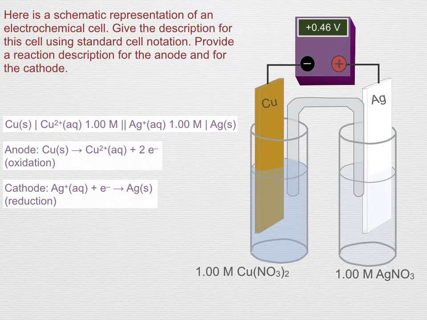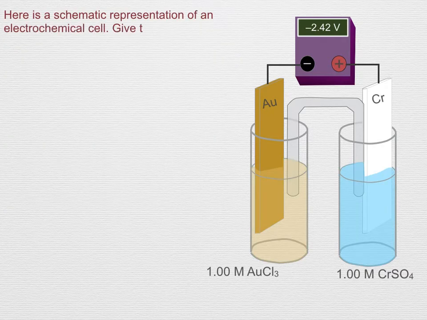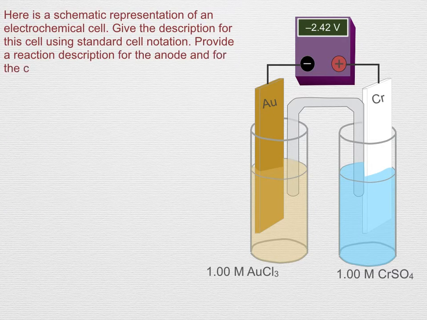Now, here is another cell to consider. Give the description for this cell using standard cell notation. Provide a reaction description for the anode and for the cathode. Now notice that this time the voltmeter is reporting a negative voltage, minus 2.42 volts. A negative voltage means that the connections to the voltmeter have been made incorrectly. The electrode at which oxidation is occurring has not been connected to the negative terminal. Now the cell is working just fine.